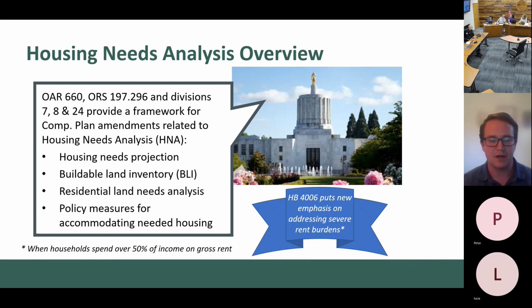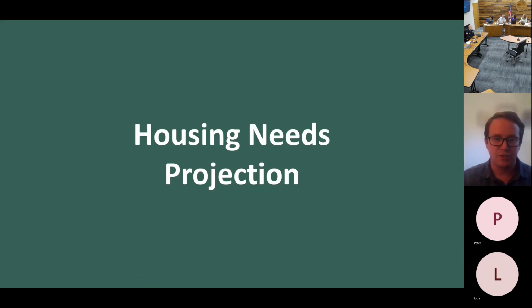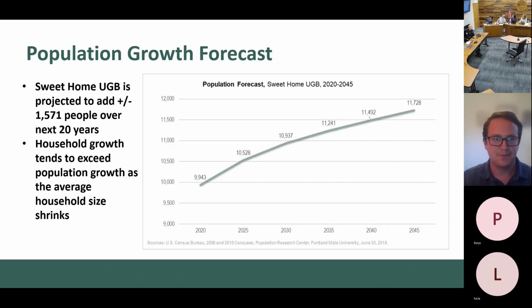And we'll go over some affordability metrics as well, just to give you a sense for how things are looking in Sweet Home now, because those are newer requirements from the state. So we'll just bring you up to speed on that. So we'll start with the housing needs projection, which is driven largely by the population growth forecast provided by Portland State. And this is a required component of every housing needs analysis, to look at this particular population growth forecast and base our plans off of that.